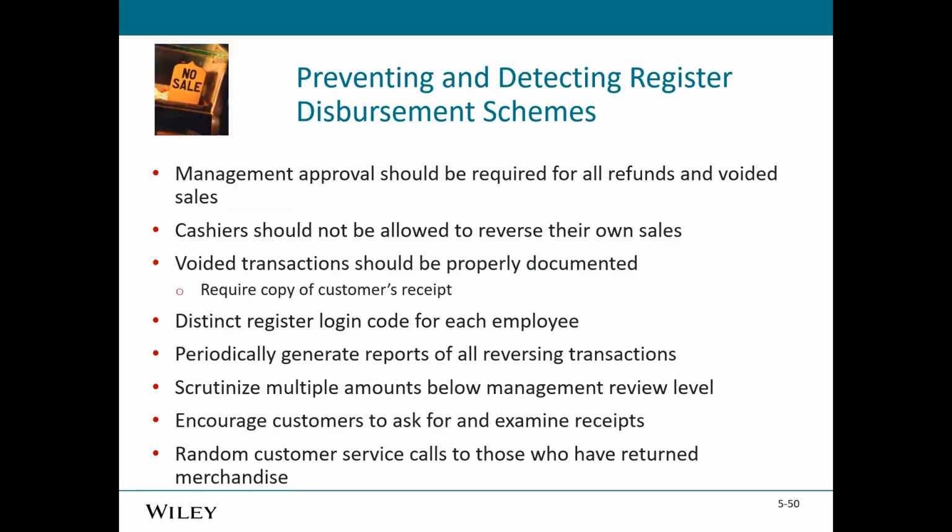So lastly, preventing or detecting these register disbursement schemes, making sure we have management approval for all refunds and voids is one thing. Obviously, we talked about collusion or falsifying that approval could have an issue. Cashiers should not be allowed to reverse their own sales. If I have to do a refund or a void, someone else should be required to do that. Making sure we have a customer receipt, always requiring that. Distinct logins for each employee. These are all methods that we can use to prevent these register disbursement schemes.